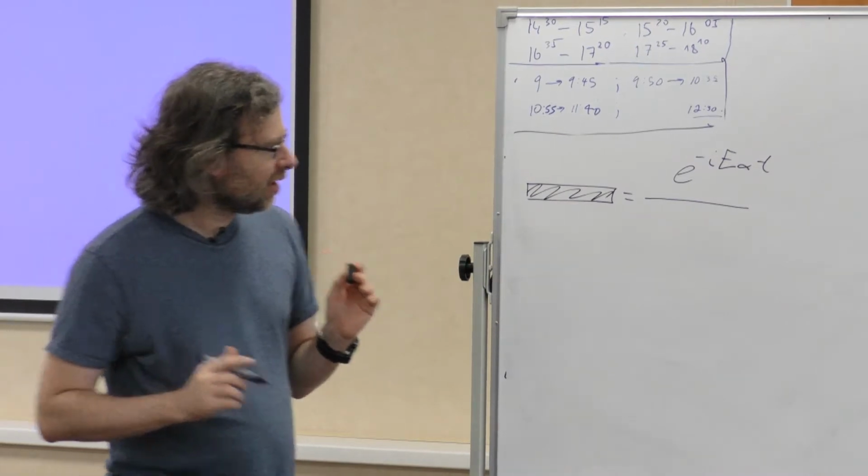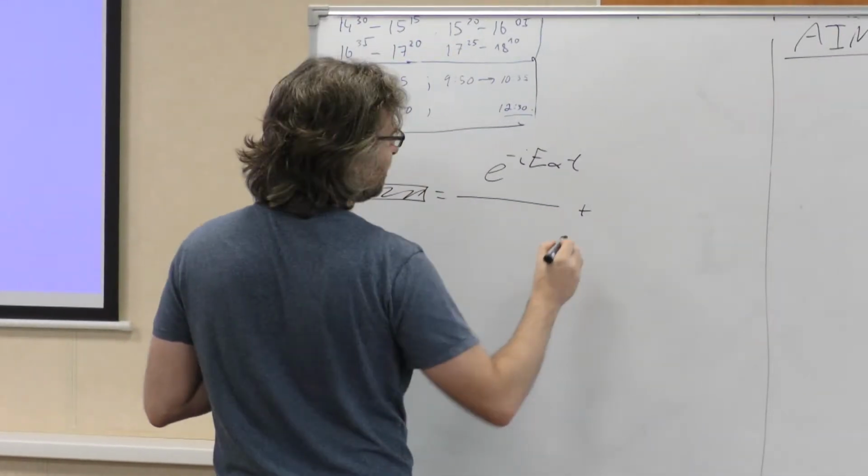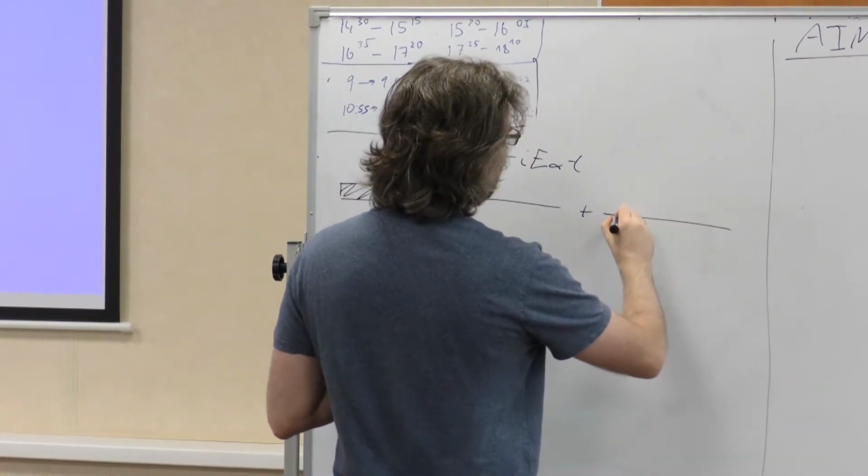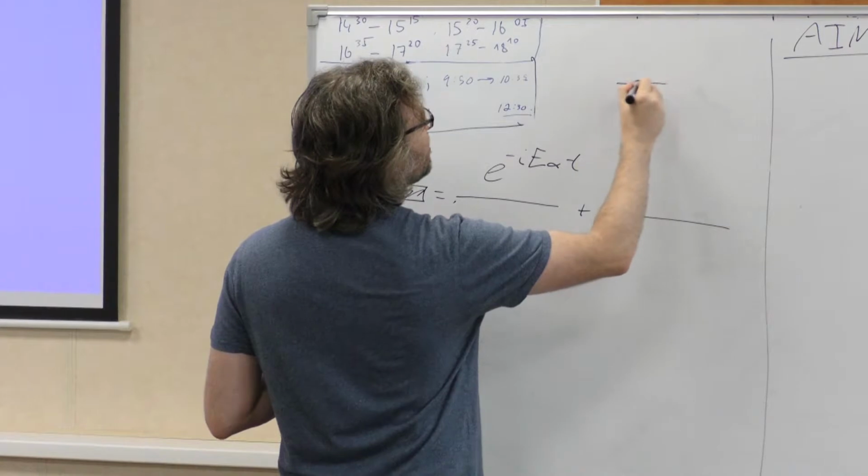And then my perturbations. Again, these lines are time. So I have a vertex which is like this.